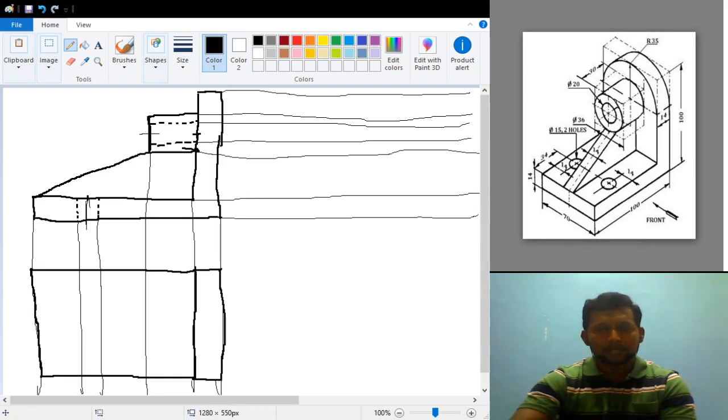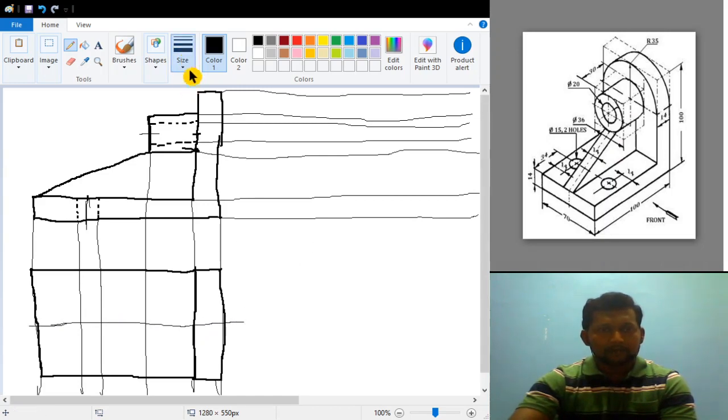So that is done, and we are left with two holes here, and two cylindrical shapes here. Where are those two cylindrical shapes? These two cylindrical shapes are exactly at the center of this 70 mm. So I will draw a horizontal line which is exactly at the center of this 70 mm.